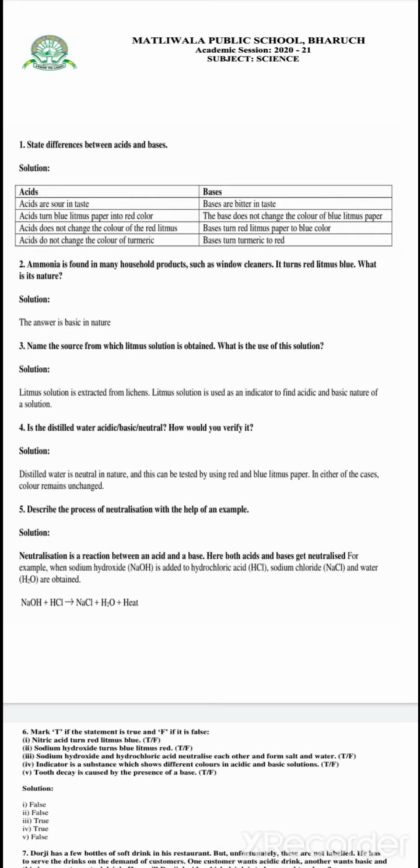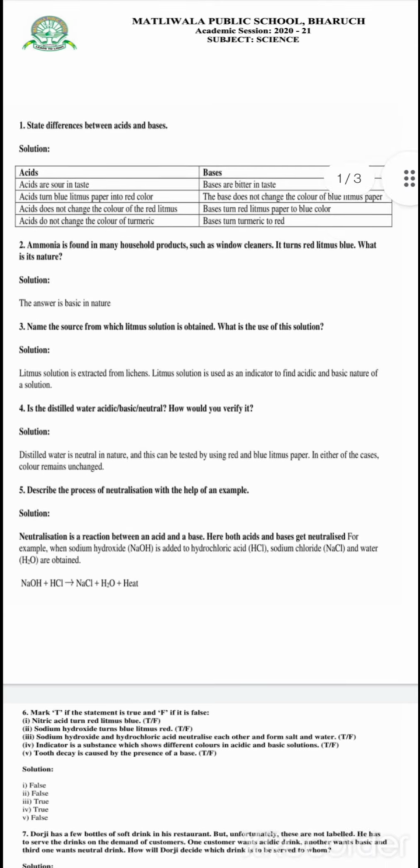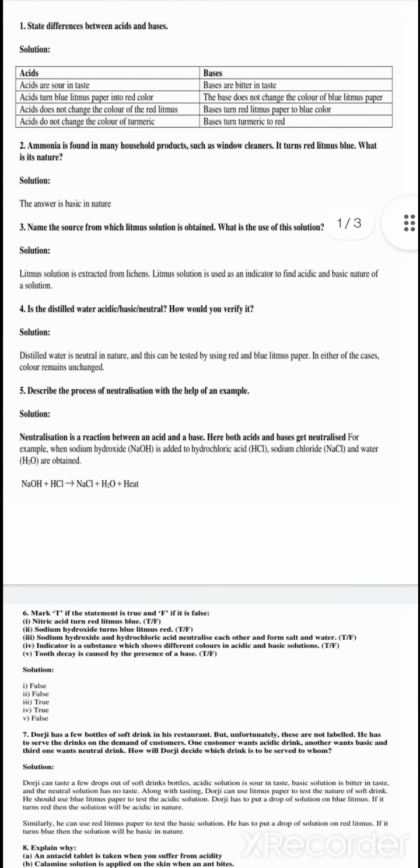Question number 3 is, name the source from which litmus solution is obtained and what is the use of this solution. Litmus solution is obtained from lichens. Lichens is a plant, only one type of plant. And why do we use litmus solution? Because litmus solution is an indicator. So litmus solution is used as an indicator to find the acidic and basic nature of the solution.